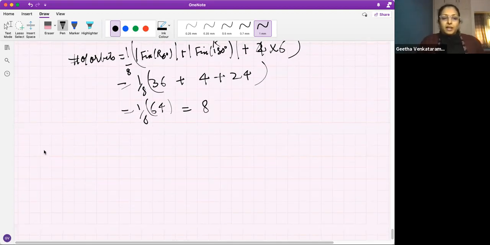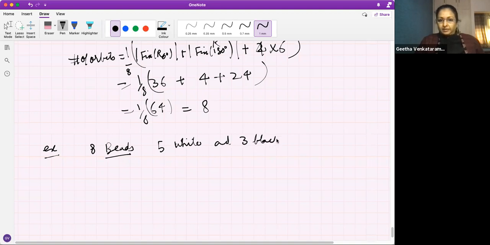So I'm going to give you an exercise. Of course, there are some in the tutorial sheet. So you have 8 beads, out of which 5 are white and 3 are black. Okay. So you have to imagine the beads as being, so there are a total of 8 beads, right?